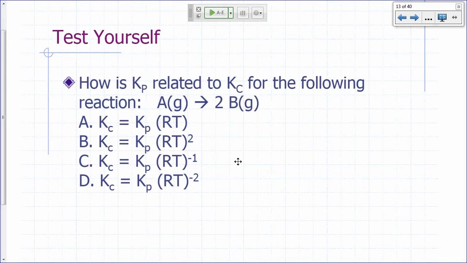How is Kp related to Kc for the following reaction? A gas gives you 2B gas.